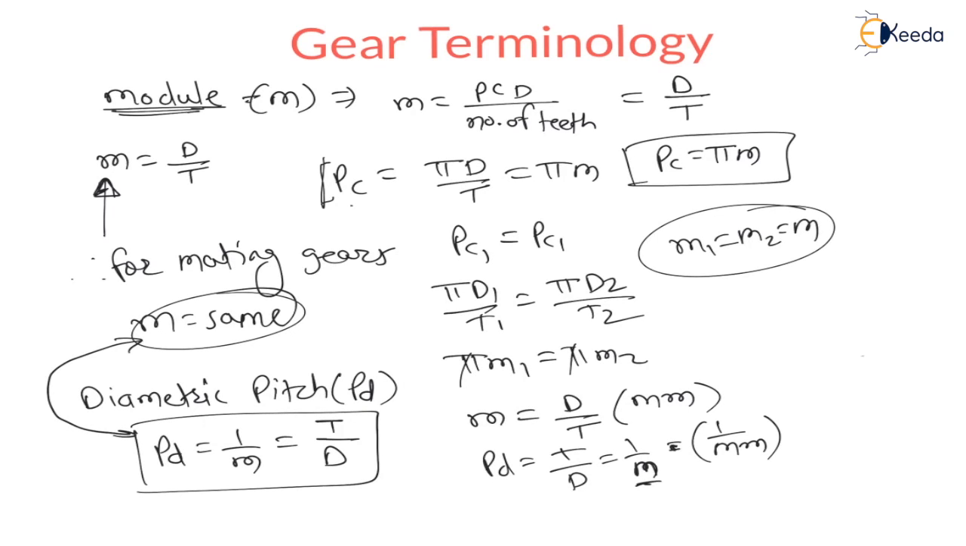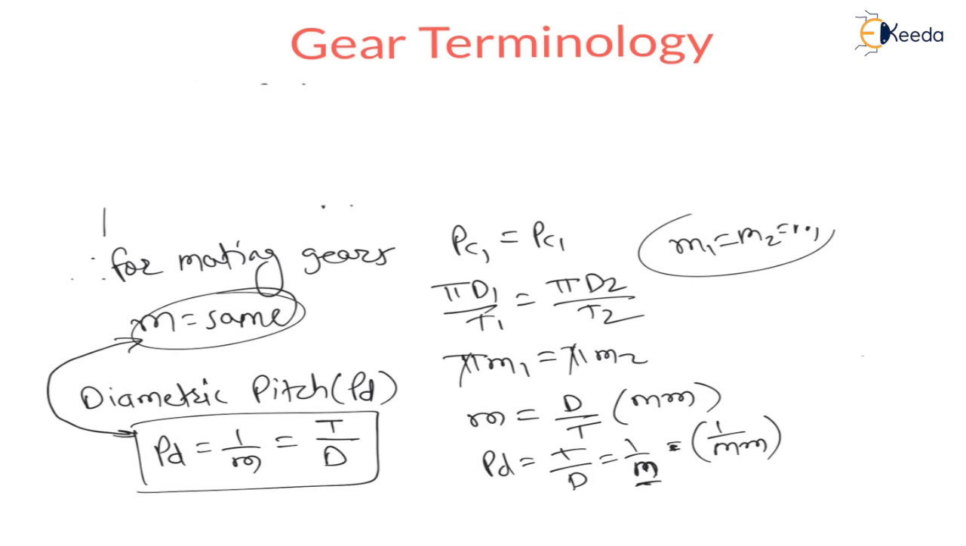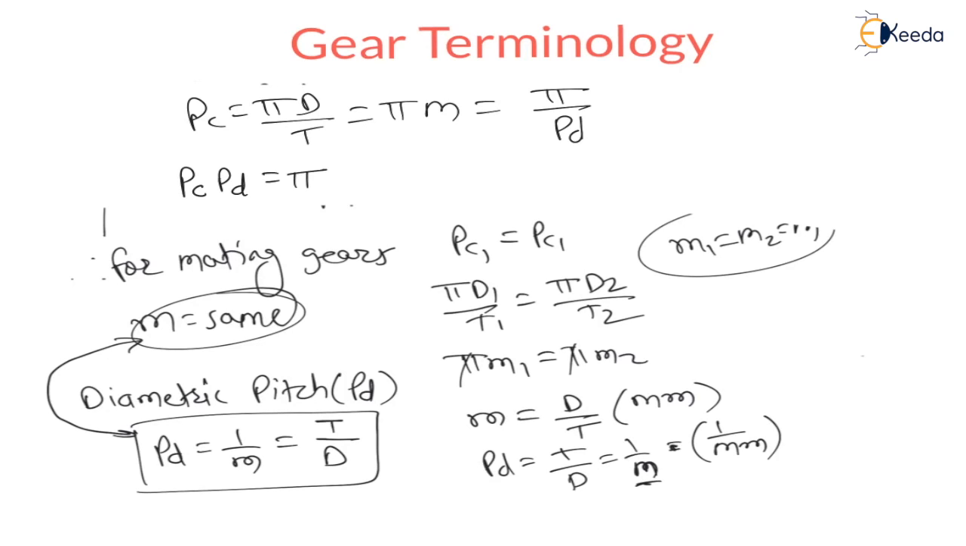Therefore can I say here, the circular pitch PC is equal to pi d divided by t, which is pi into m, which is pi divided by PD. Correct or wrong? Module is the reciprocal of diametric pitch. Therefore the product of circular pitch and diametric pitch is equal to pi. The product of circular pitch and diametric pitch is pi, which is constant. Thank you dear students. In the next lecture we will see center distance and velocity ratio for mating gears.